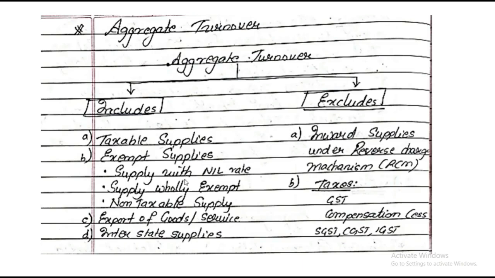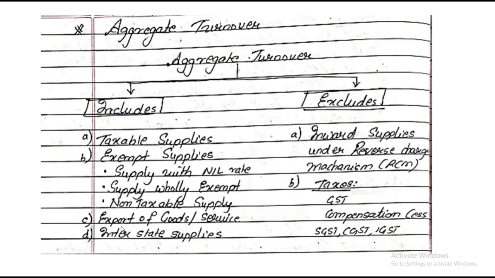So it includes supplying goods which are of nil rate, zero tax rate, supply which are fully exempted, or non-taxable supply. So basically anything that you're selling on which tax is not applicable. The moment you are selling, it is a supply. Okay, it will be added to your turnover. Next, exports of goods and services.